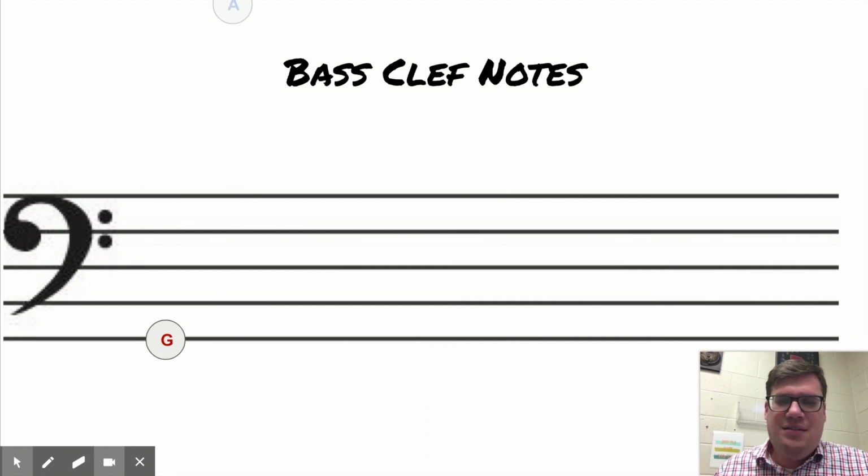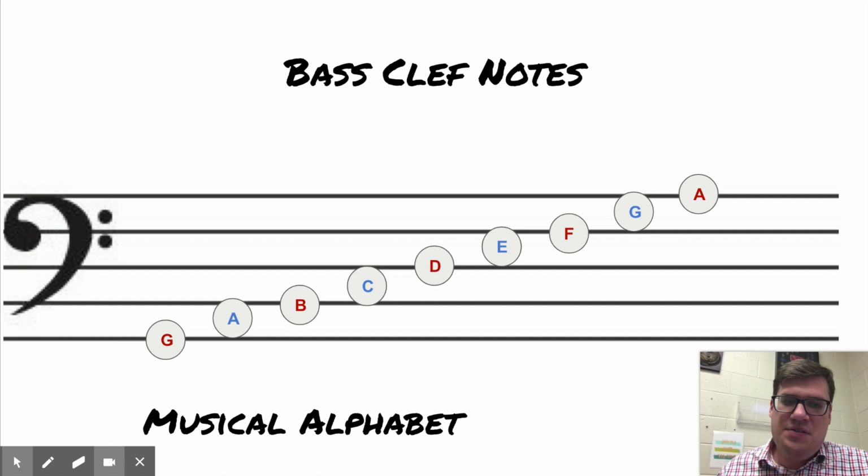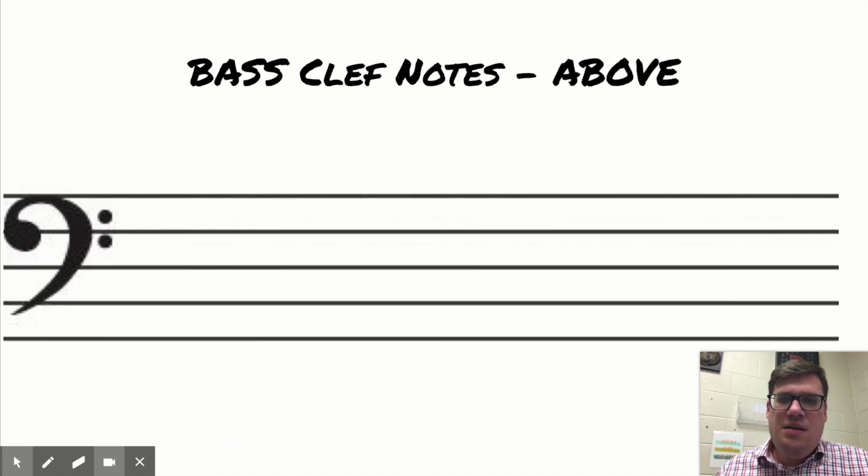So G, then A, B, C, D, E, F, G, and A, all the way up the staff. We can go farther above the staff in the musical alphabet. We could go to B, and we can go below to F. But what happens when we need to go above? Let's take a look here.